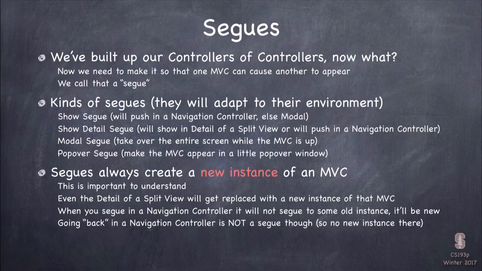So think of these MVCs as ephemeral. They come alive, they do their job, and they go away. They don't live long lives. Now the master in a split view, the root view of a navigation controller, they tend to live fairly long. But even those, if that split view or that navigation controller go off screen, they go away as well.